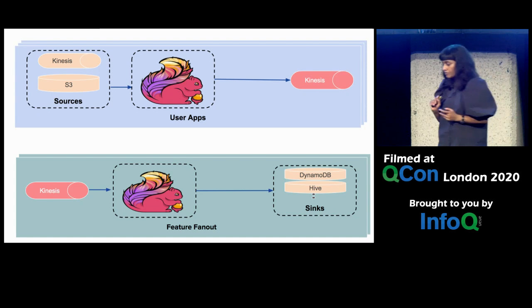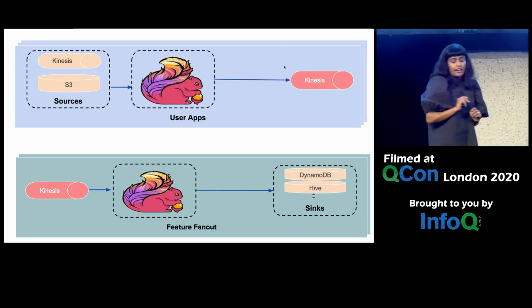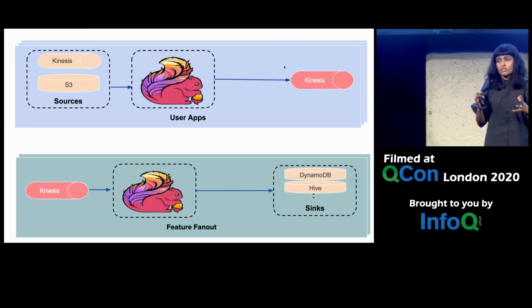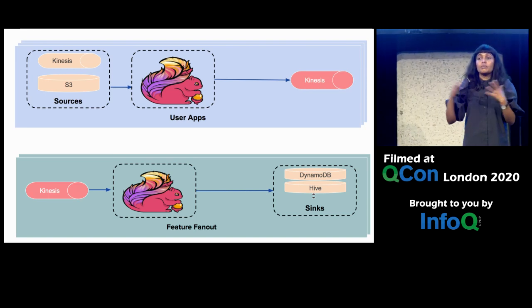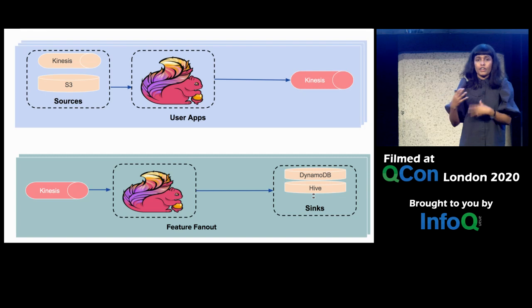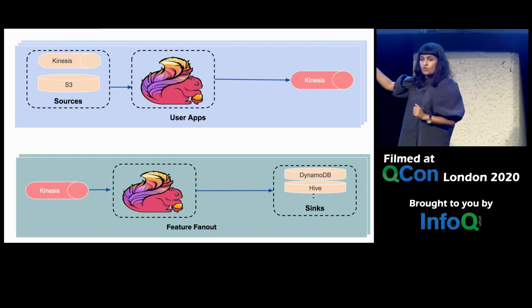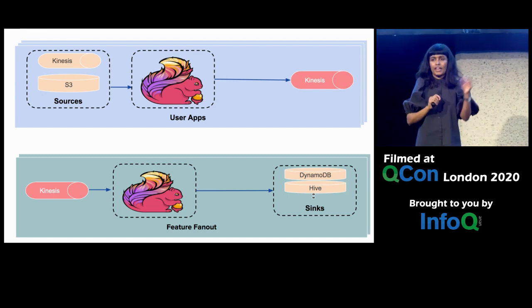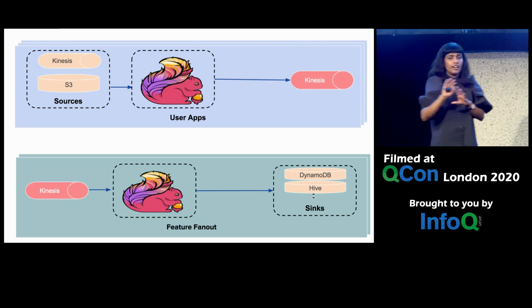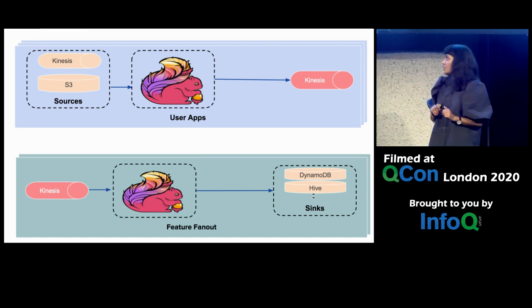it needs to go. And the reason why we had this two-step process is so that user applications can run completely agnostic of where the data needs to go. So that way, our sinks can evolve irrespective of what's happening with the user app. So the feature fan-out job actually does the work of any kind of transformation, manages throughput to the sink. It does everything that's needed to materialize the data.